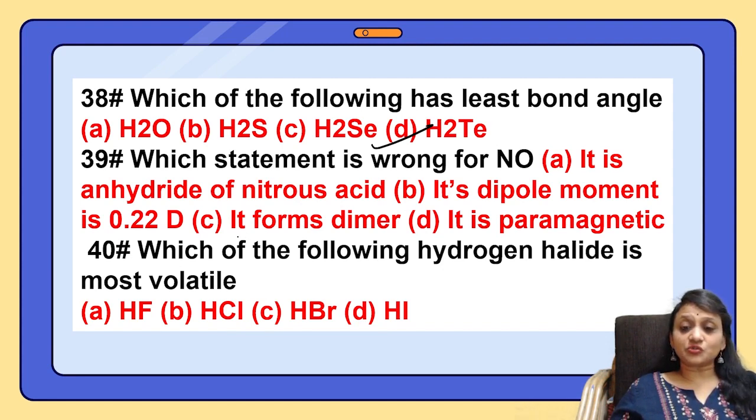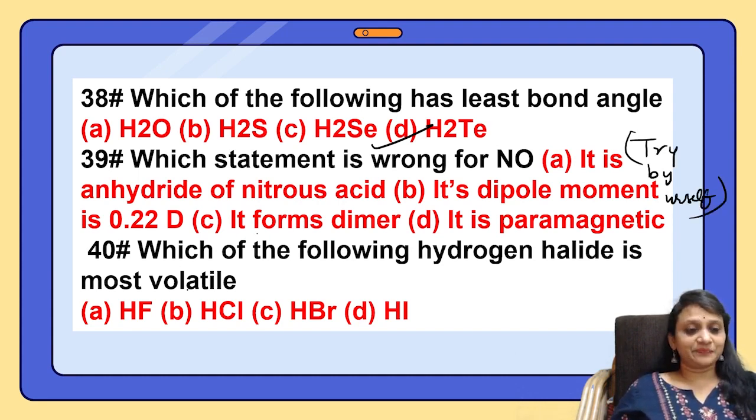Which statement is wrong for NO? So NO, is it paramagnetic? Yes. It forms a dimer. Check, students. Correct only, because there is an odd electron. But important thing, NO, NO2, N2O. Don't get confused. Check carefully. Right. Okay. I'm giving this question also for you. Try by yourself and tell me. Post this in the Ask It Out feature.